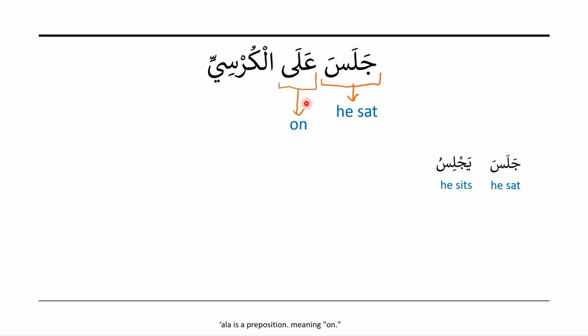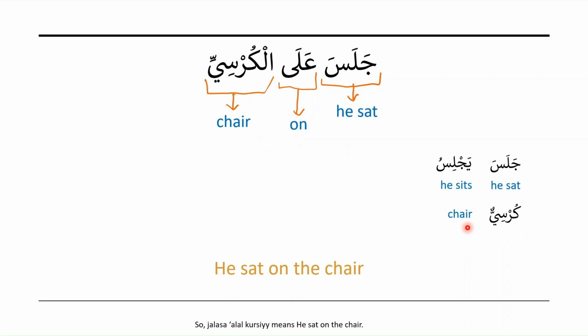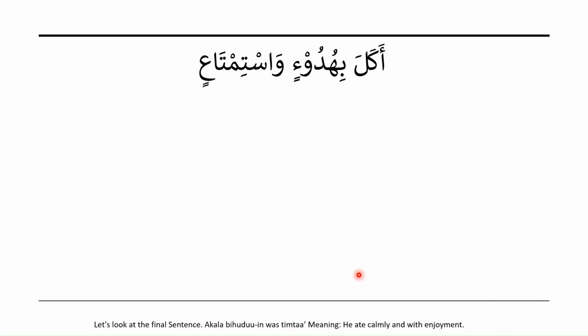Ala is a preposition meaning on. Kursi means chair. Kursiyun, chair. So, jalasa ala al-kursi means he sat on the chair. Let's look at the final sentence.